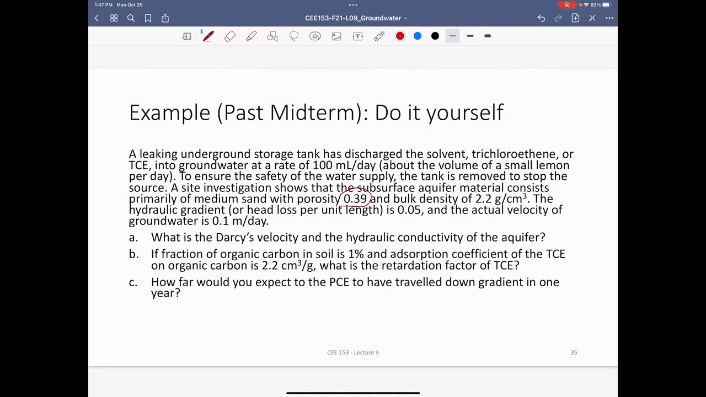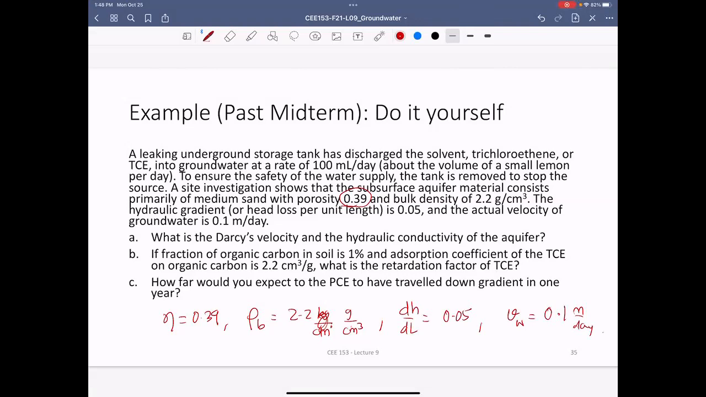So again, anytime you see a number, just start writing. Porosity 0.39. Bulk density, that's basically this, in gram per centimeter cubed. And hydraulic gradient is 0.05, so this is dH over dl. Actual velocity of groundwater is 0.1 meter per day. So these are all given.